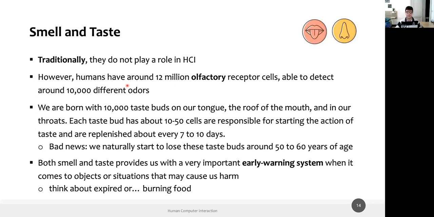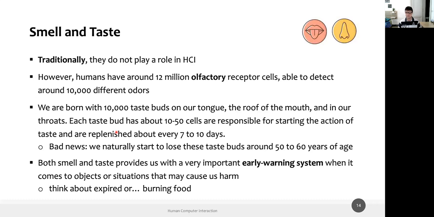But in our environment, both smell and taste typically provide us with early warning systems when it comes to an object or situation that could be problematic for us. Maybe you don't realize it immediately, but think about food that is burning in the kitchen. You smell that the food is burning well before seeing it, and if you smell that specific odor, you can react immediately, for instance by turning off the fire under the food, or removing the food from the oven.